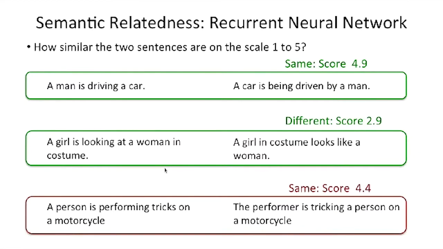Here's an example where the model is failing. It's thinking it's the same. "A person is performing tricks on a motorcycle." "The performer is tricking a person on a motorcycle." So you can see that here you need to do a little bit better, and the model is actually failing. But you can see these sentences are kind of interesting. "The performer is tricking a person on a motorcycle" is an unusual sentence to have.